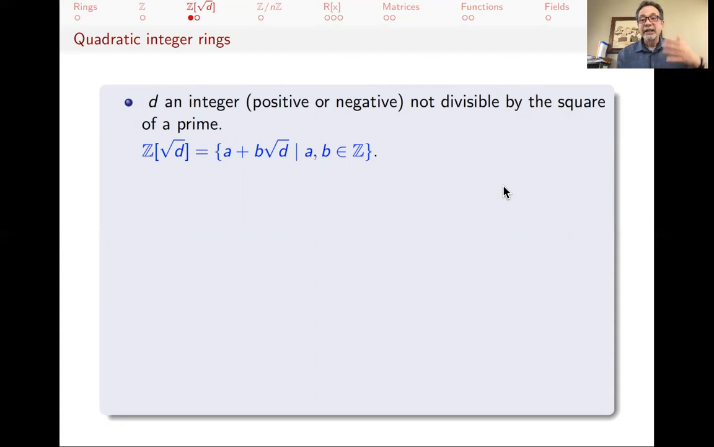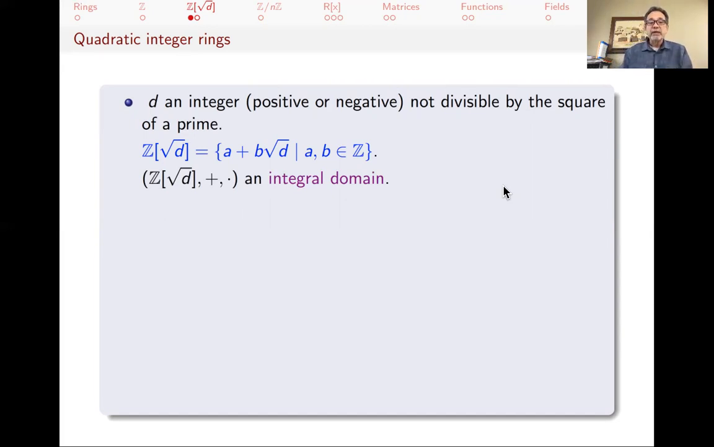This set includes the integers because you could pick b to be 0. So the integers are a part of Z joined square root of d. You can think of this as extending the integers to a bigger set. And in fact, this is an integral domain. When you multiply two of these, you will never get a 0 when neither one of them is 0.